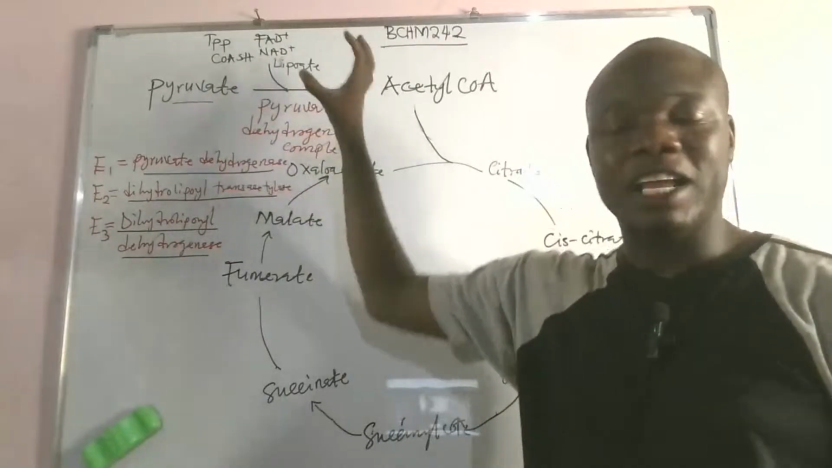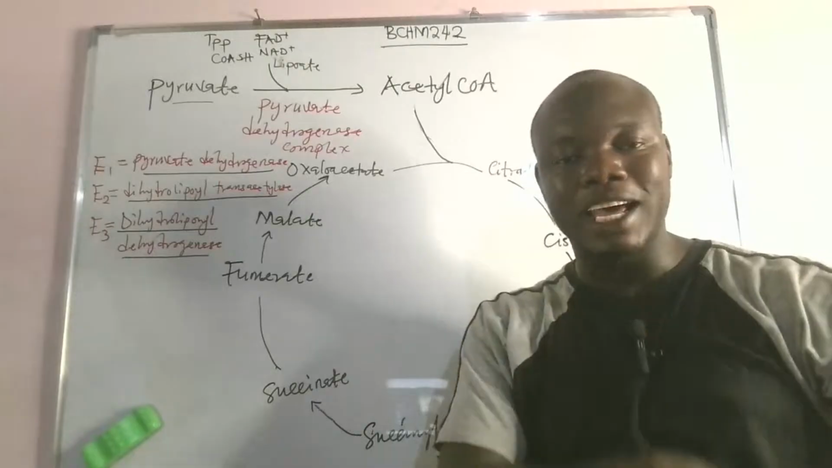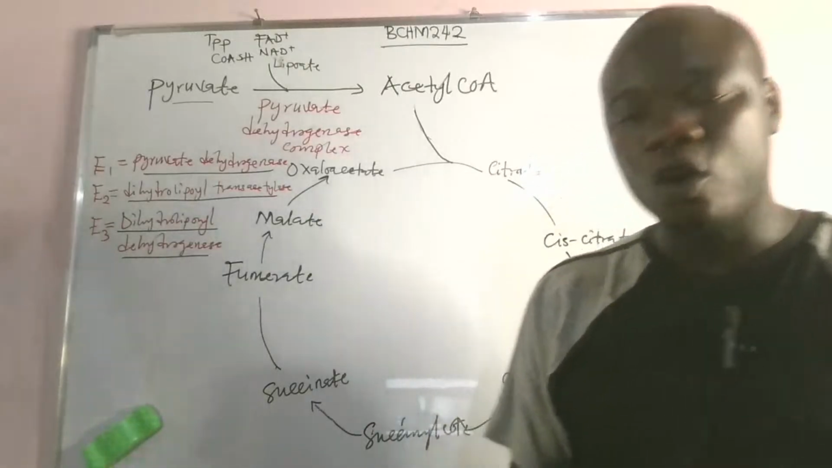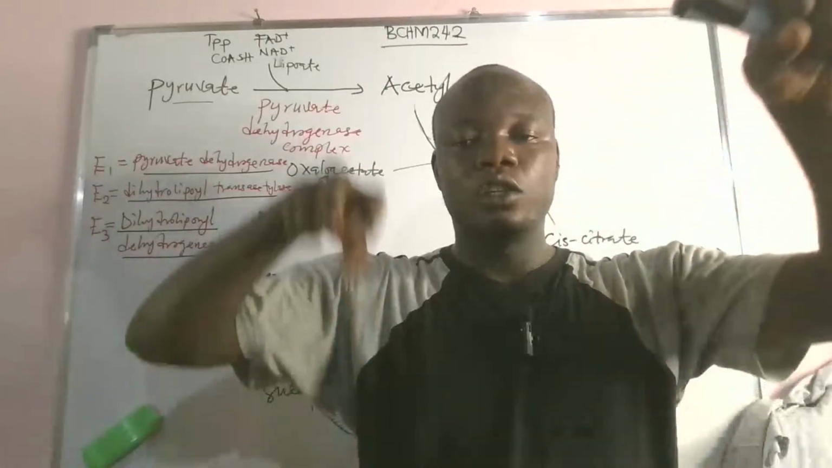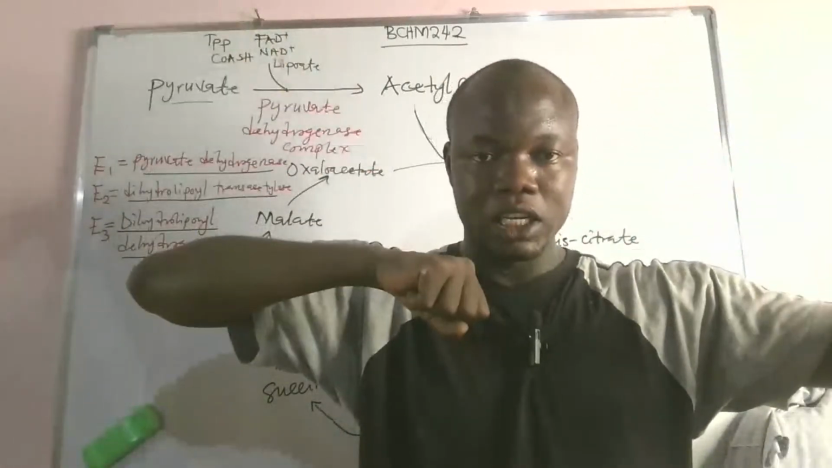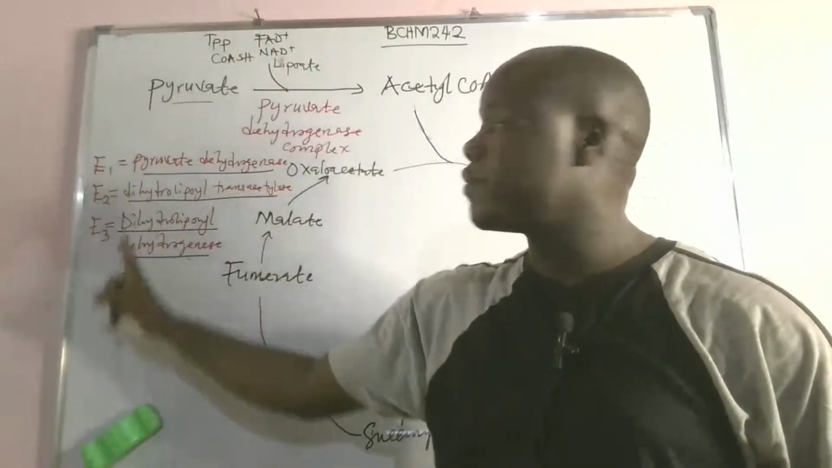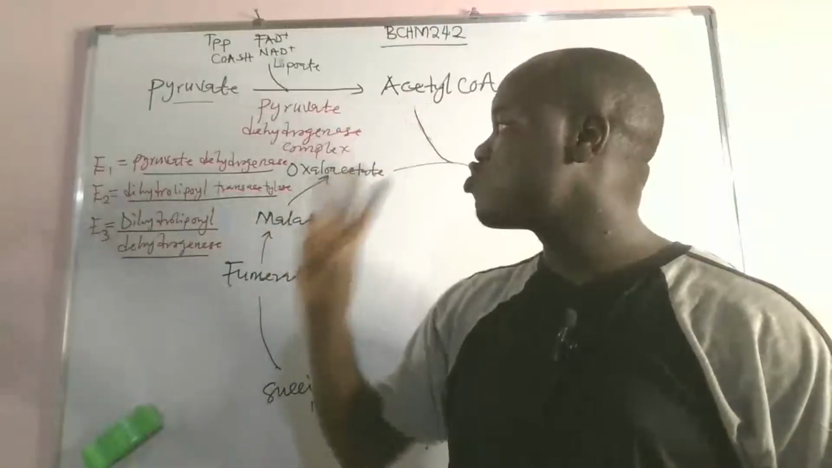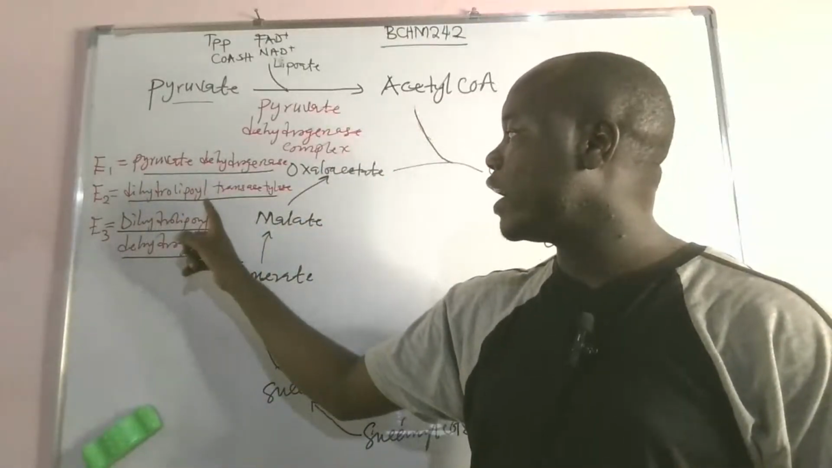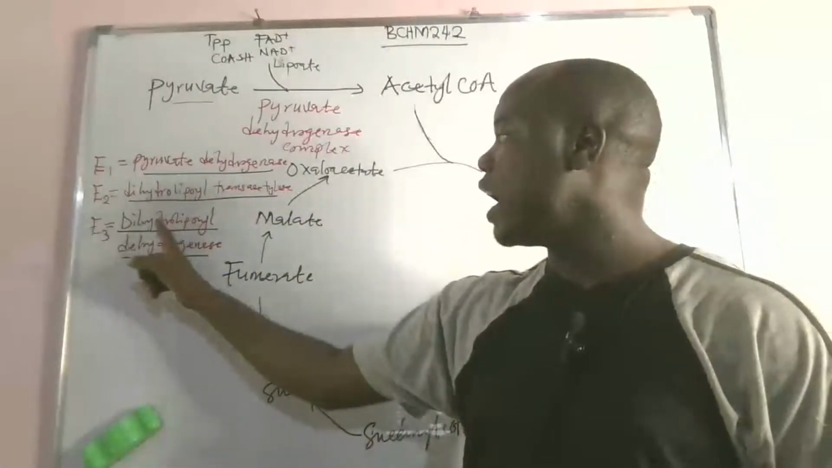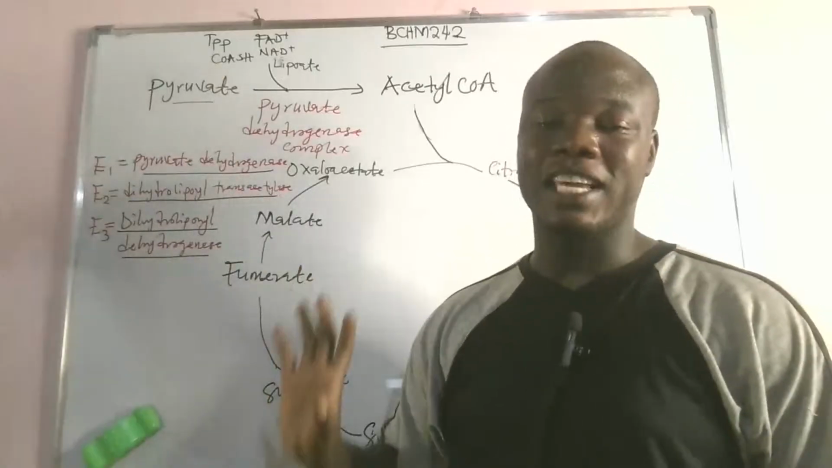And this pyruvate complex is called a complex because there are so many enzymes under it. Complex is like normal English. When we say complex, it means that it encompasses so many things. So this one is called pyruvate complex because it encompasses three different enzymes: pyruvate dehydrogenase, dihydrolipoyl transacetylase, and then dihydrolipoyl dehydrogenase. So these are the three complex enzymes.